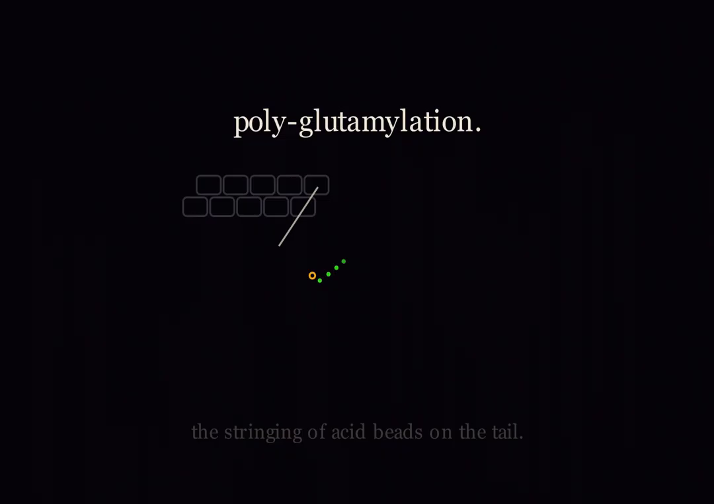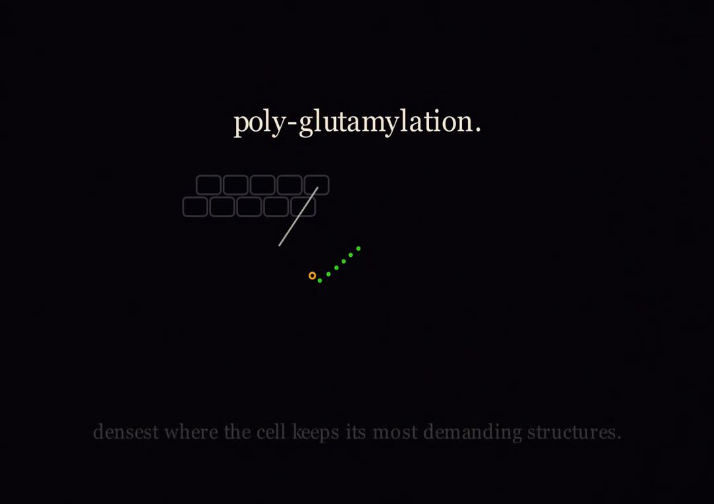It was found in 1990 on tubulin taken from the brain, and brain tubulin carries it heavily. It has been found heavily everywhere the cell keeps its most demanding structures, the bundled cores of cilia, the bodies that organize the lattice. But the brain is where it was first seen, and the brain is where it is densest.